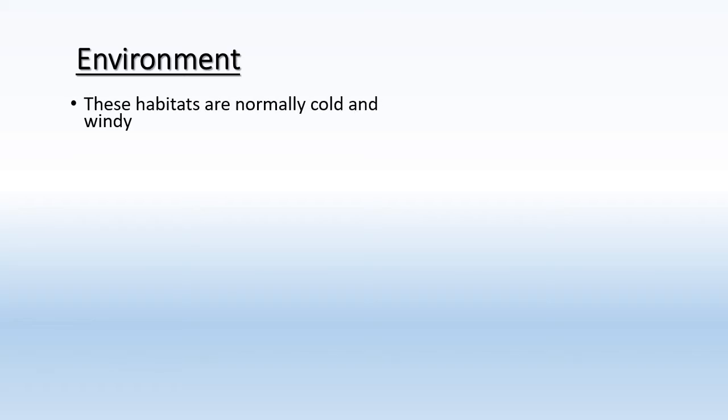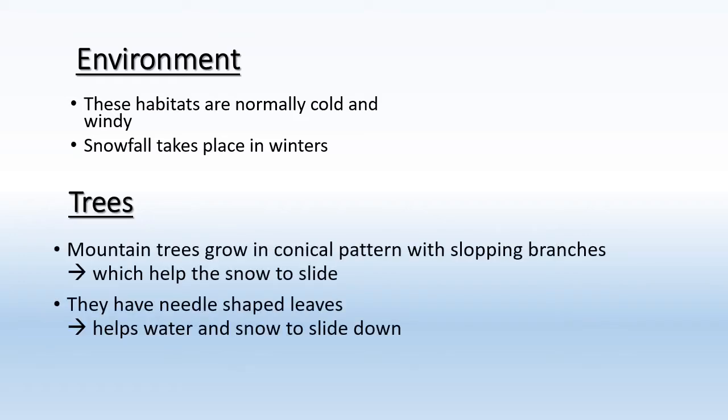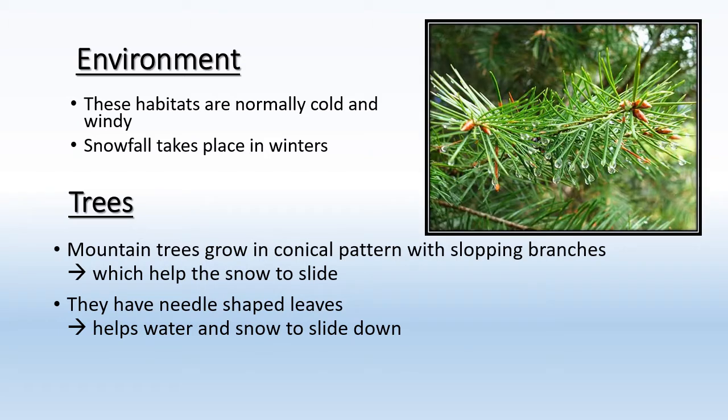Environment of the mountain region. These habitats are normally cold and windy, and snowfall takes place in winters. The trees: mountain trees grow in a conical pattern with sloping branches, which help the snow to slide down. And if you observe the needle-shaped leaves, they help the water and snow to slide down.